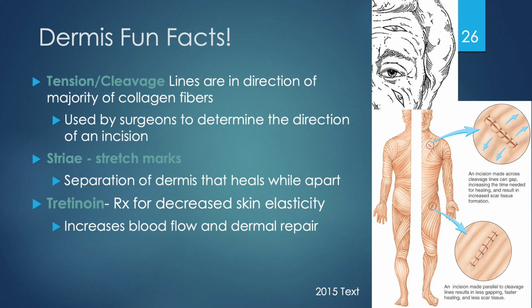Time for some fun facts about the dermis. If you look at the poorly drawn sketch on the right, you'll see a person who is very wrinkled and has two different markings on their face that are elliptical around different types of moles. One is on the forehead and one is on the cheek, just inferior to the eye.